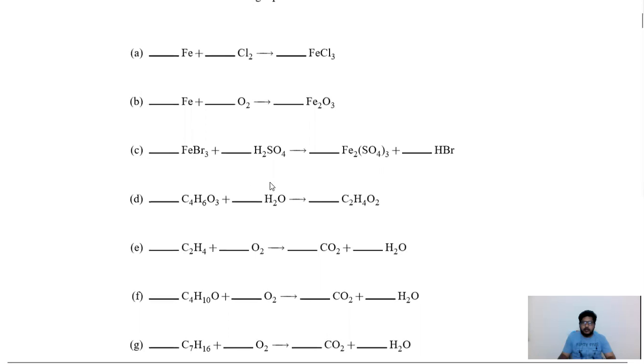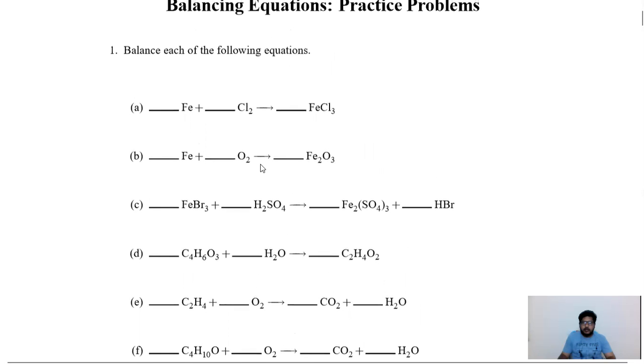Now if you observe this first one, Fe plus Cl2 gives us FeCl3. Reactant side we have Fe and Cl, product side we have Fe and Cl. Reactant side we have 1 Fe and chlorines 2. Product side we have 1, chlorines 3. Not satisfied. Now what can you do?